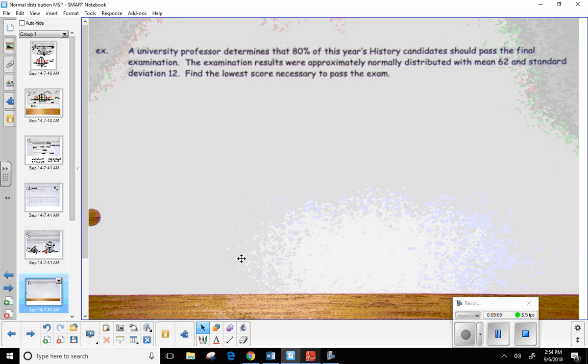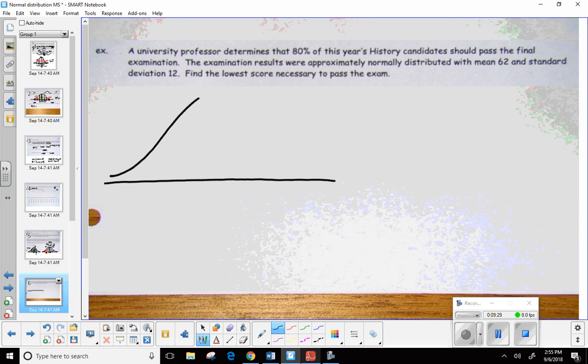A university professor determines that 80% of this year's history candidates should pass the final examination. The examination results were approximately normally distributed with a mean of 62 and a standard deviation of 12. Find the lowest score necessary to pass the exam. So you have to think, okay, let's look at this on a normal distribution curve. Looks like this. Right here in the middle, I've got my mean of 62.